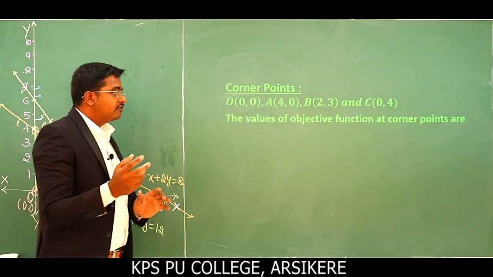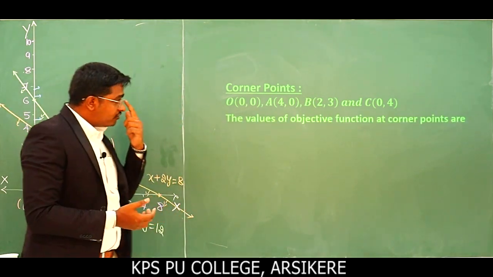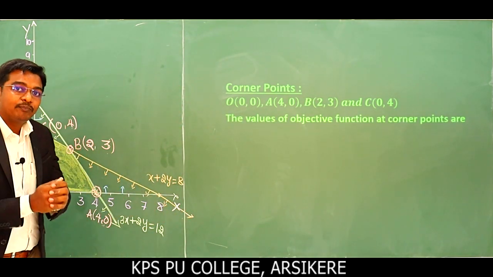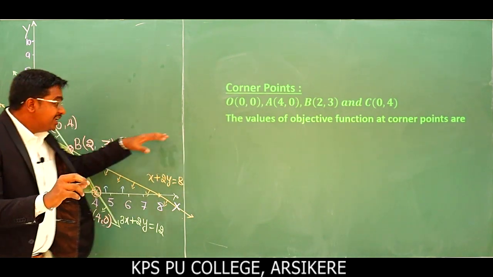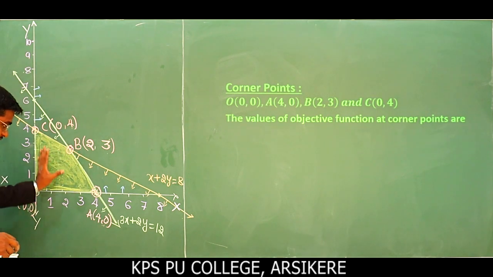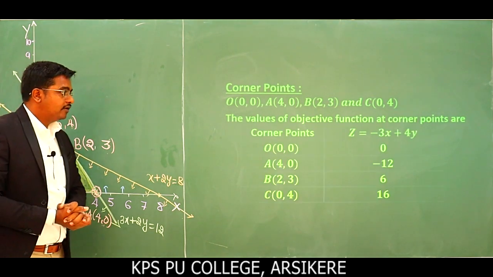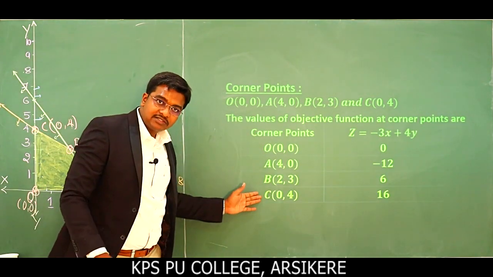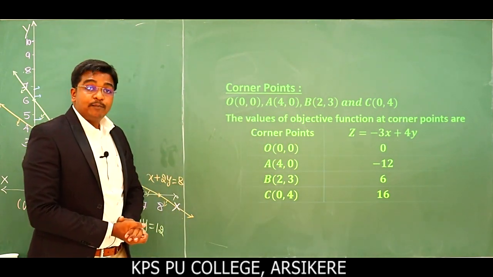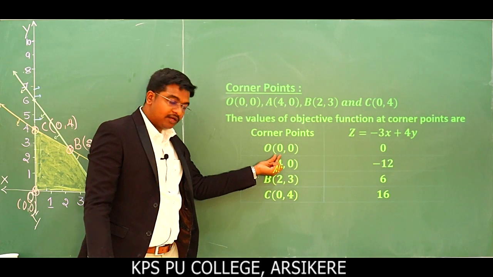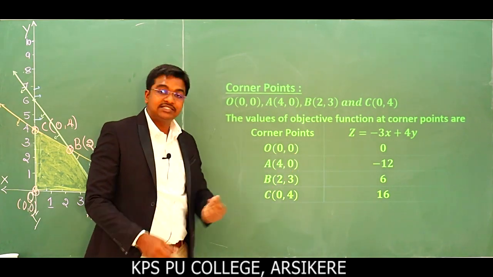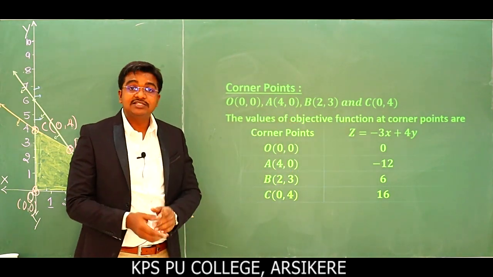Next step is the value of the objective function at the corner points. We need to find the value of the objective function at each corner point. See what comes next: these are the corner points and the objective function is minus 3x plus 4y. When I substitute x = 0, y = 0, we get the objective function as 0.